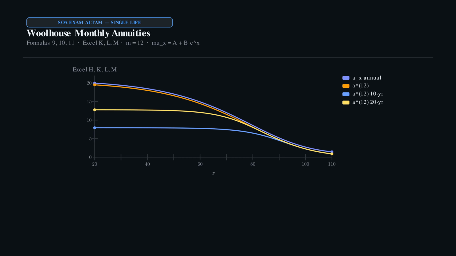Annual and monthly whole life tracks run almost parallel until high ages, where mu x inflates the Woolhouse remainder and monthly A can even go negative past the useful block. The monthly temps sit below, the same way the annual temps sat below whole life. Four Excel columns, four colors, no stacked values.